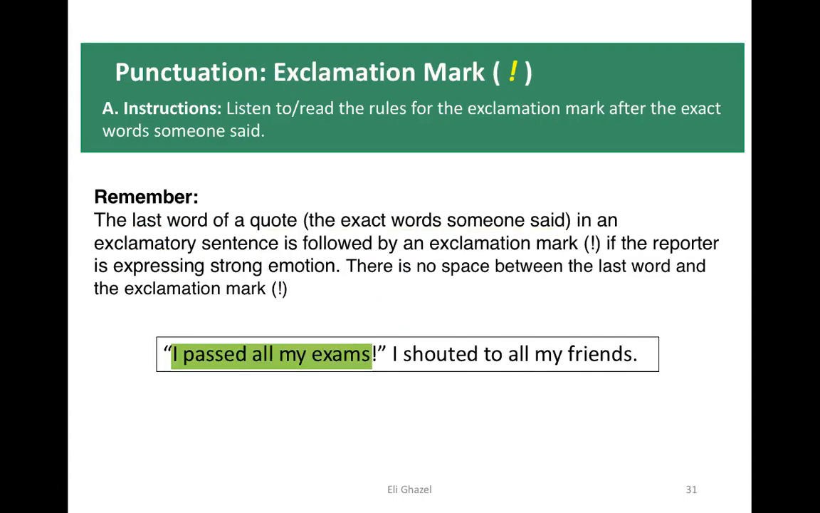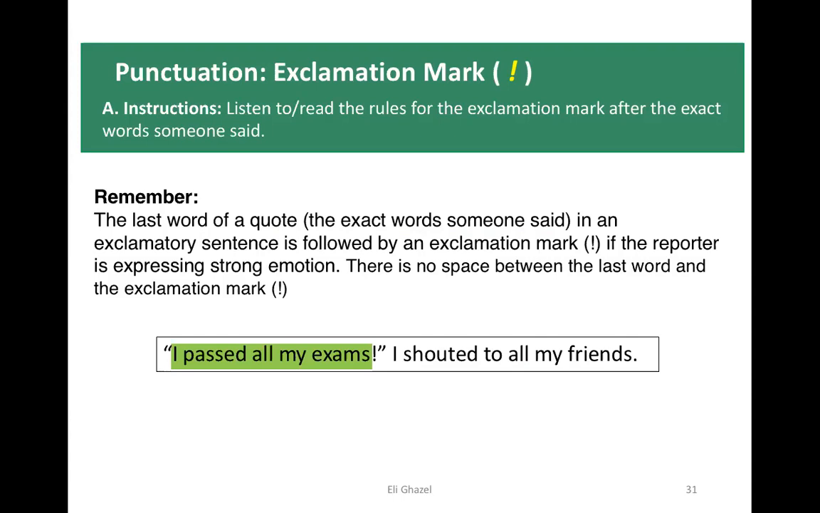Now, we're going to do the exclamation mark. The last word of a quote, the exact words someone said, in an exclamatory sentence is followed by an exclamation mark if the reporter is expressing a strong emotion. And there is no space between the last word and the exclamation mark.